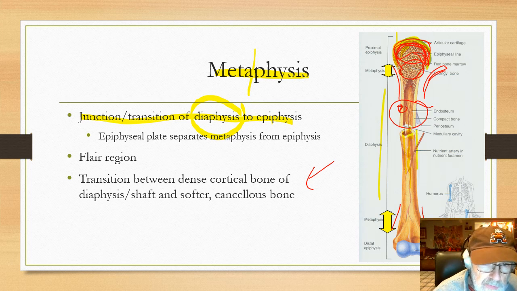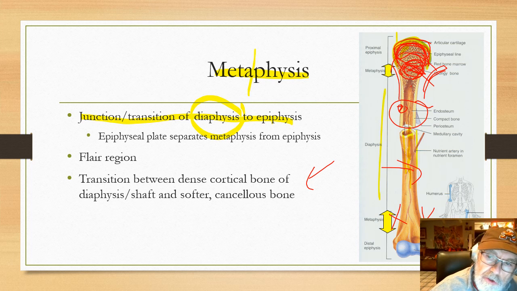And that's what the metaphysis is basically about. The thing that's interesting about the metaphysis is it's a relatively bloody area. So a lot of times fractures in the area of the metaphysis usually heal relatively fast. And a lot of times surgeons, if they have a chance to do a surgical procedure, if they could do it in the diaphysis or the metaphysis, they'll usually do the metaphysis simply because with a greater blood supply, it heals a lot faster. Okay, so that's just a little about the metaphysis.